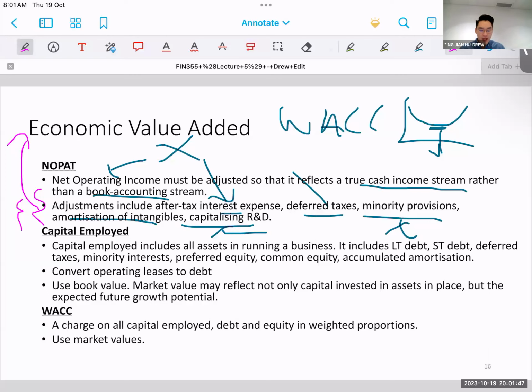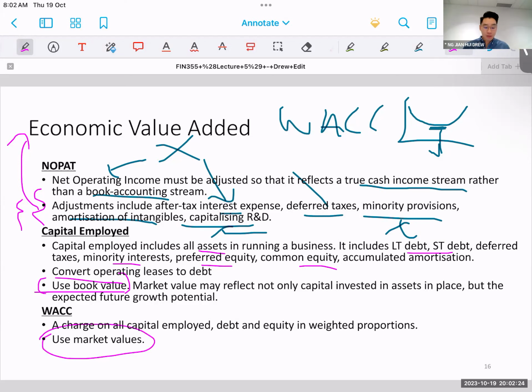So capital employed. Capital employed includes assets used in the business, and actual capital employed is the equity and the debt. So debt, equity, minority interest, preferred stocks, etc. Whatever is included. Okay, so this is an important part. Capital employed, we need to use the book value, right? So we're using values in the financial statement. However, for WACC, we need to use market value.